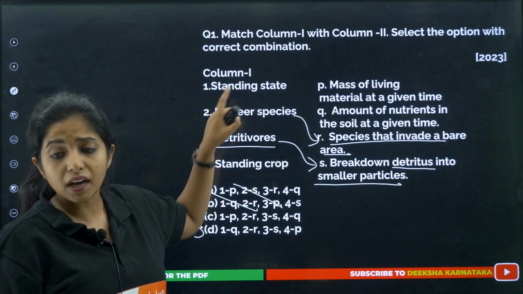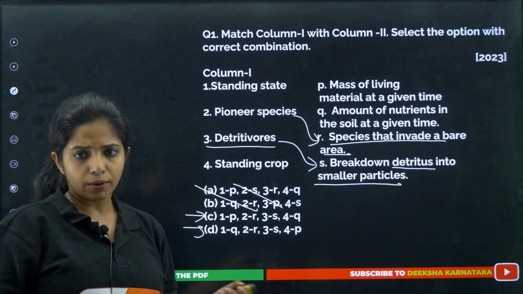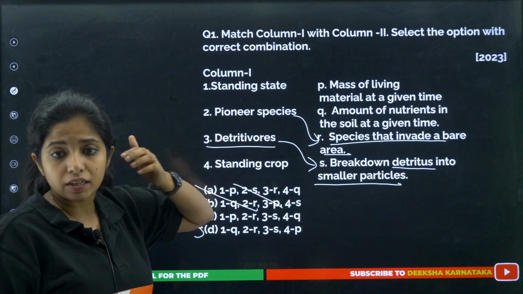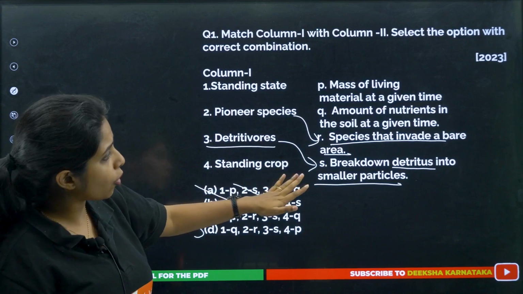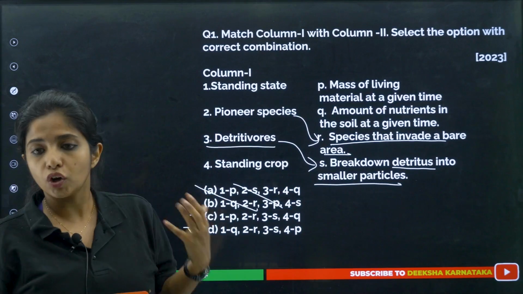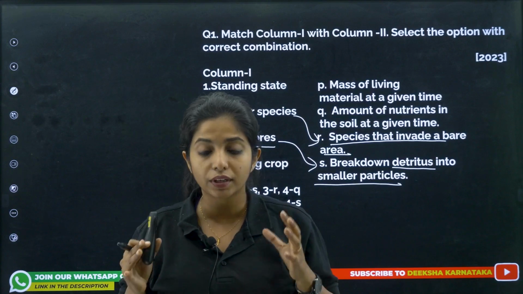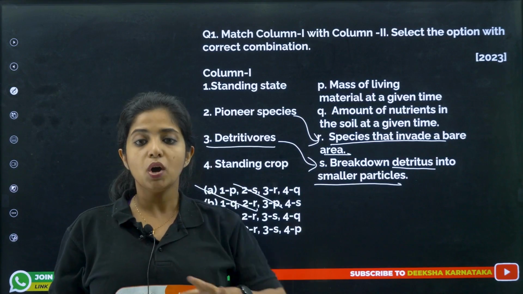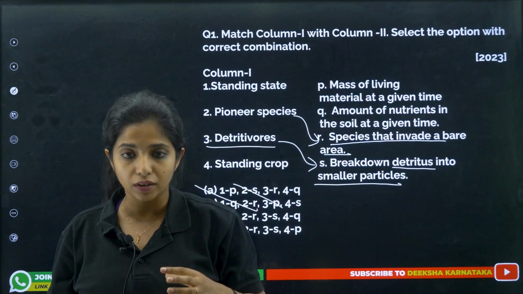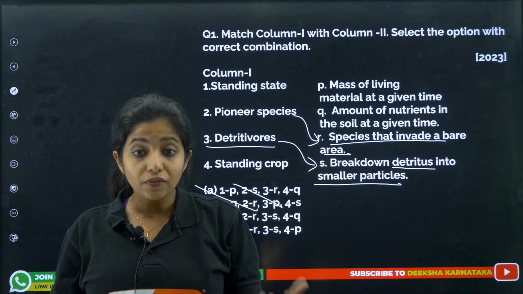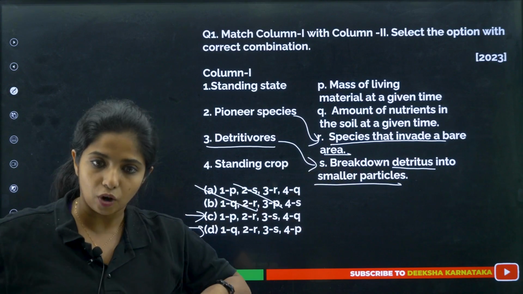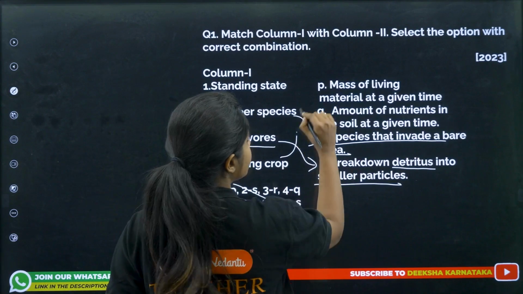Now these 2 things are kind of new for us. We do not know that, so we cannot even guess like pioneer species. So what do we have? Standing crop. What do you mean by standing crop? Standing crop is the total mass of the living organism at a particular given time. For example, at this particular given time, whatever total biomass or total mass of the living organism is here, that is known as standing crop.